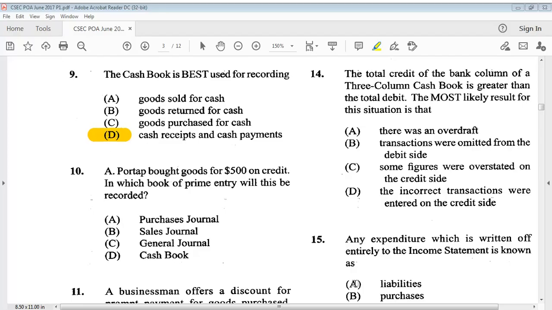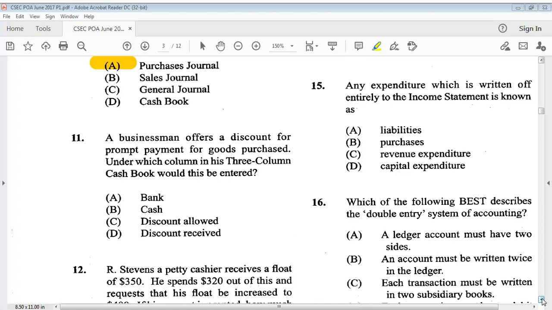10 says, a customer bought goods for $500 on credit. In which book of prime entry will this be recorded? Is it A, purchases journal, B, sales journal, C, general journal, or D, cash book? We know it is A, purchases journal. Let's go on to number 11. It says, a businessman offers a discount for prompt payment for goods purchased. Under which column in a 3-column cash book would this be entered? The answer is C, discount allowed.